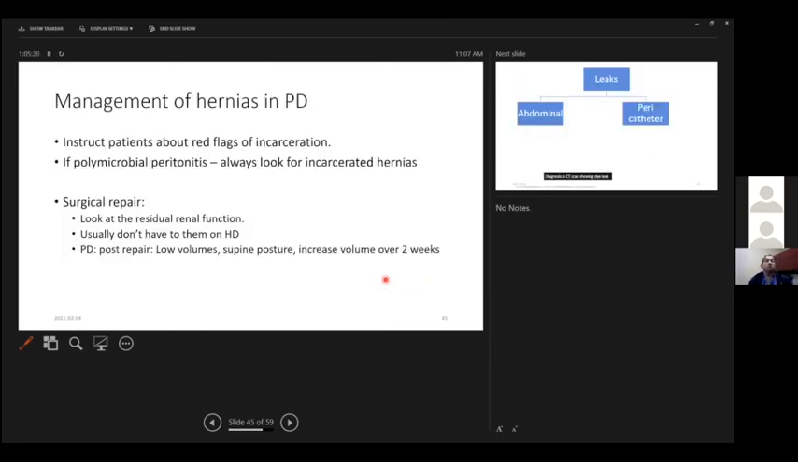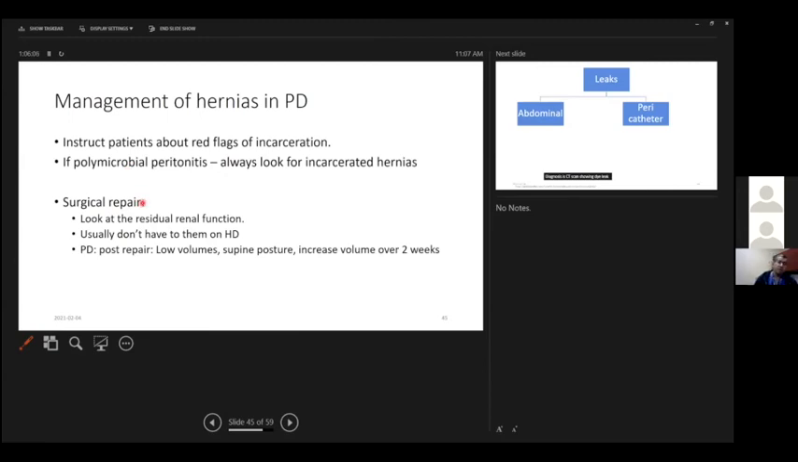Okay. So how do you manage hernias in the patient with PD? You always instruct the patients about the red flags of incarceration. So always tell them that, look, you have this swelling, it may get bigger, it may get red, tender, or you may not eat, you may not pass bowel movements, or you may have vomiting, or you may not even pass gas. If that happens, please come back. Or if there is an inguinal hernia, you always tell the patient, if it doesn't reduce, come to the hospital. And as I mentioned, if you get a polymicrobial peritonitis, look for incarcerated hernias.